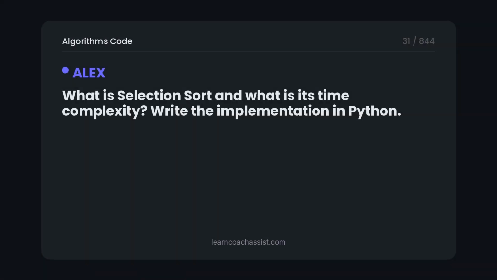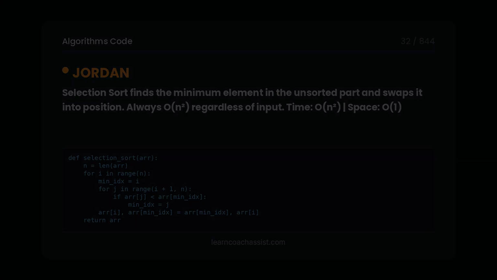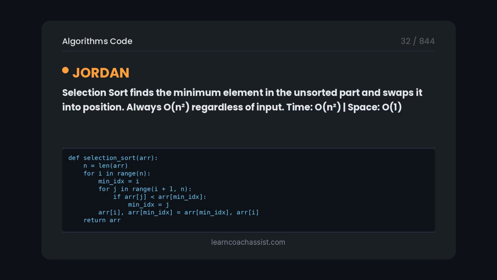What is selection sort and what is its time complexity? Write the implementation in Python. Selection sort finds the minimum element in the unsorted part and swaps it into position. Always O(n^2) regardless of input. Time O(n^2), space O(1).